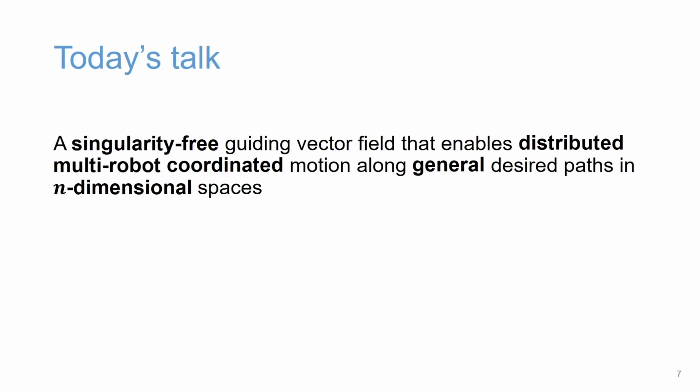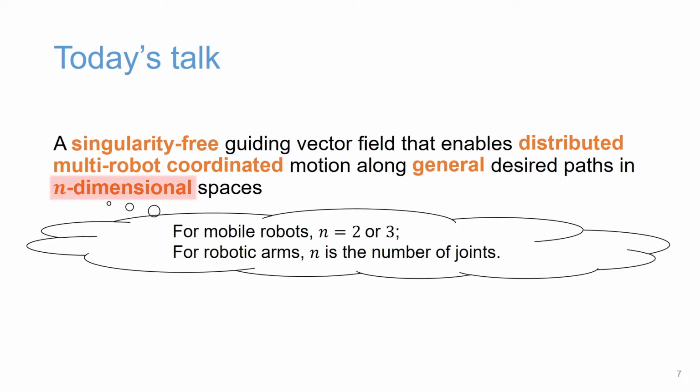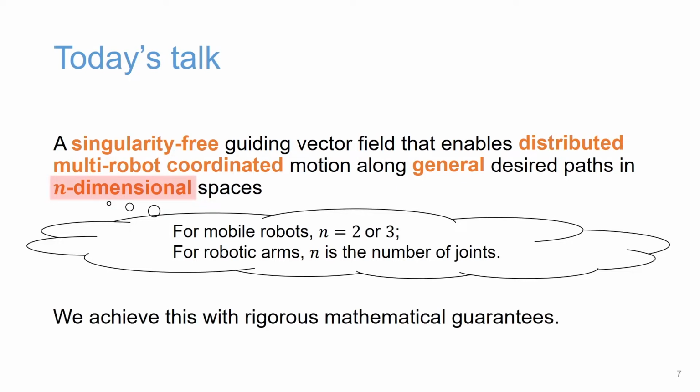We propose a singularity-free guiding vector field that enables distributed, multi-robot coordinated motion along general desired paths in n-dimensional spaces. For mobile robots, n equals 2 or 3. For robotic arms, n is the number of joints. N is also related to the number of virtual coordinates as discussed later. We achieve this with rigorous mathematical guarantees.